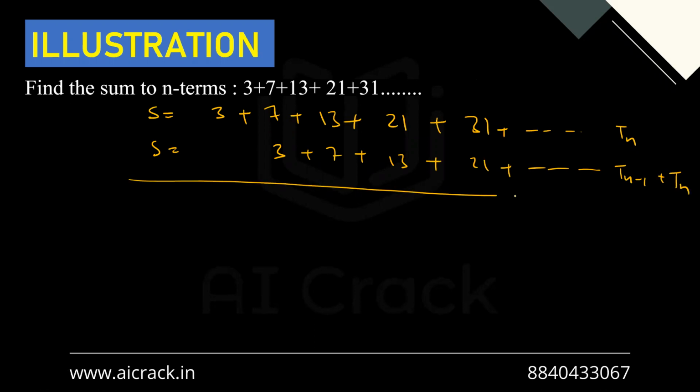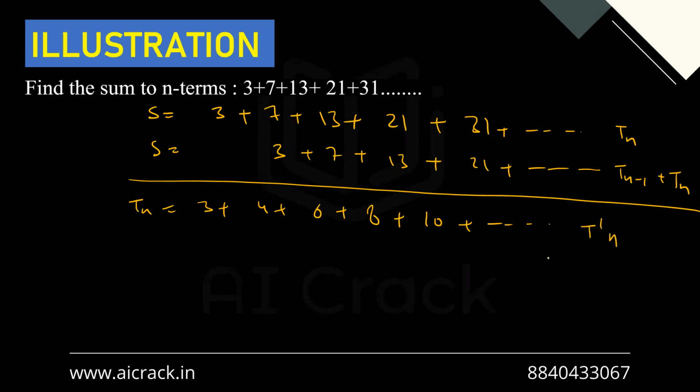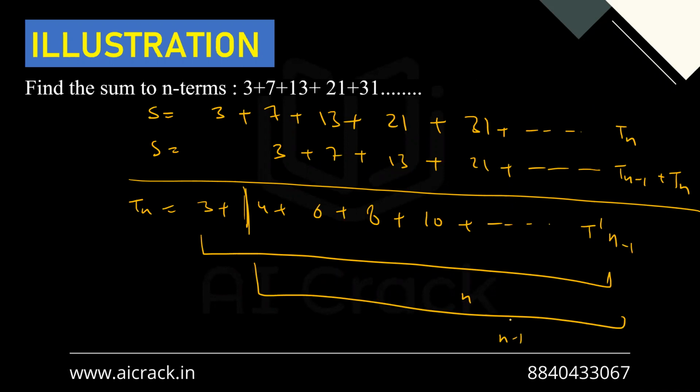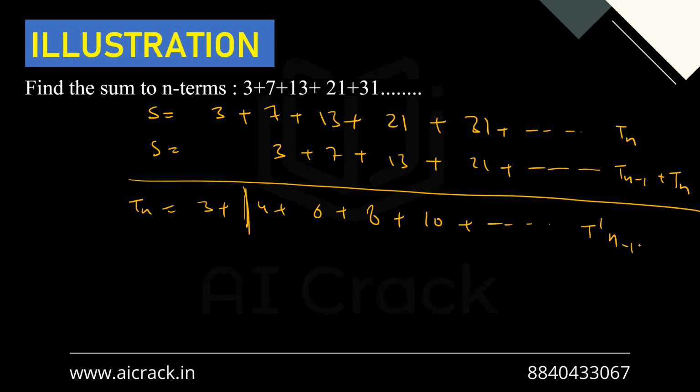Now I'll subtract both of them. So this would become 0, and this would become negative, so the negative would come on the left hand side. That is, Tn = 3 + 4 + 6 + 8 + 10 and so on, let's say T'n of this particular series. But it would be n minus 1 terms, because this series is starting from here. From here it was n terms, so from here it would be n minus 1 terms only, right? So that would be T'(n−1). T' is this particular series, not the earlier series.